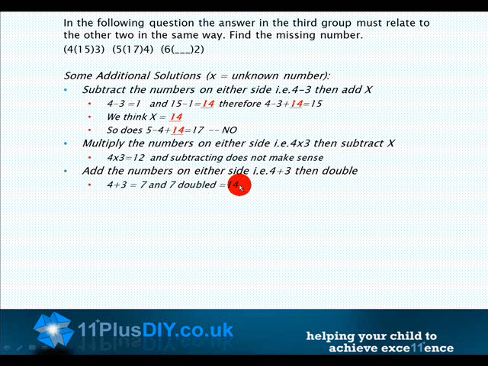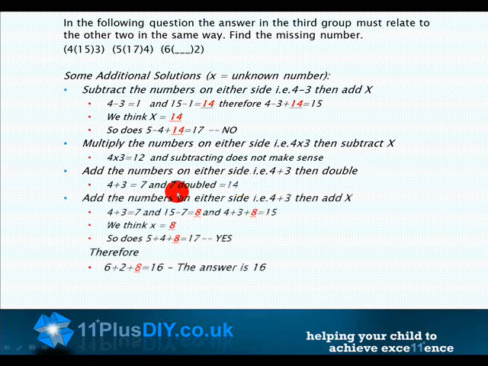We could add the numbers on either side, then add x. So let's try this. 4 plus 3 is 7. And 15 minus 7 is 8. So 4 plus 3 is 7, plus 8 equals 15. We think x is equal to 8.